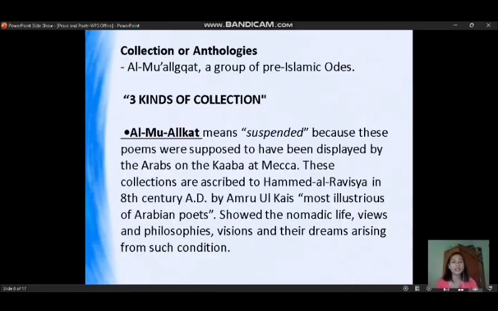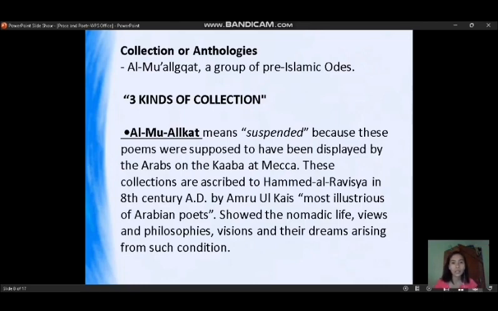So, second is collections or anthologies. So, Mu'allaqat, a group of pre-Islamic odes. So, there are three kinds of collection that belong to this topic. So, first is Al-Mu'allaqat, which means suspended, because these poems were supposed to have been displayed by the Arabs on the Kaaba at Mecca.